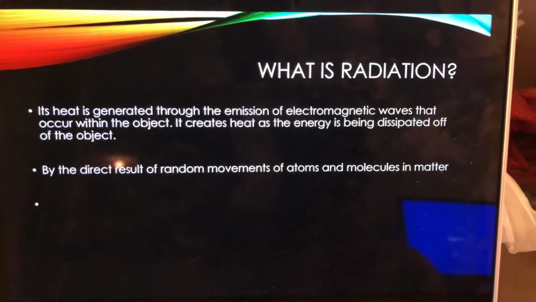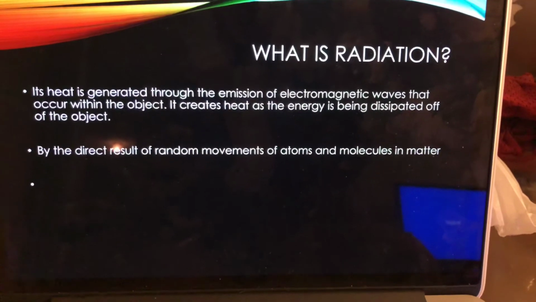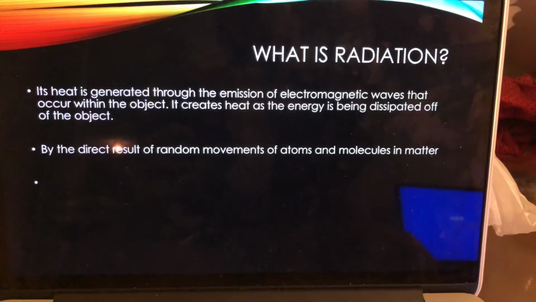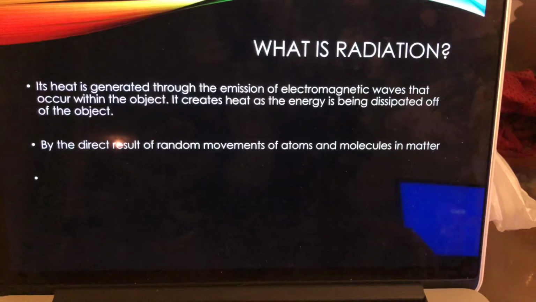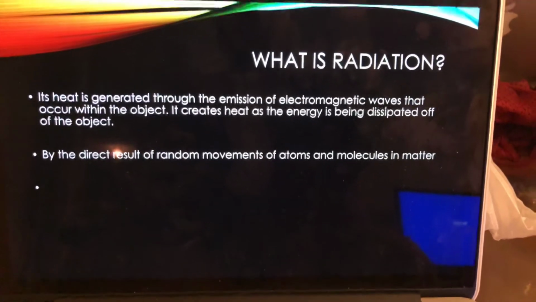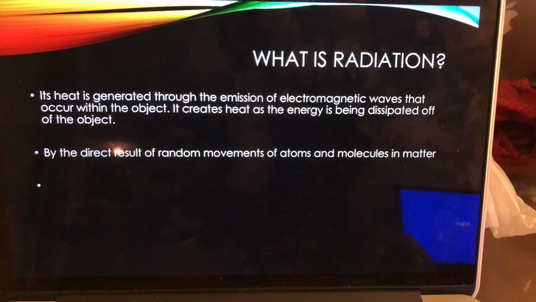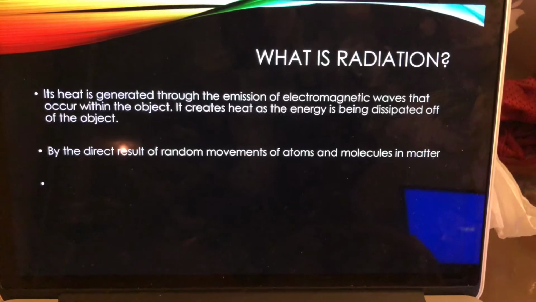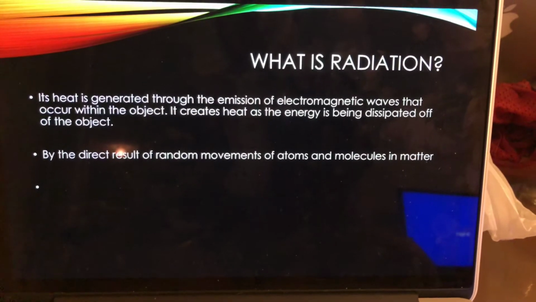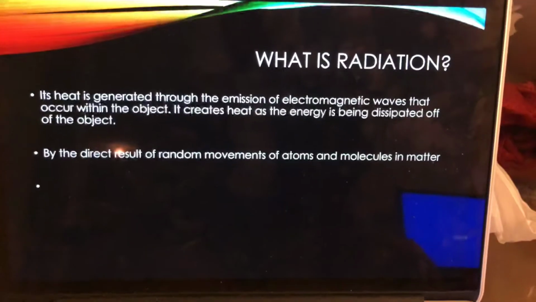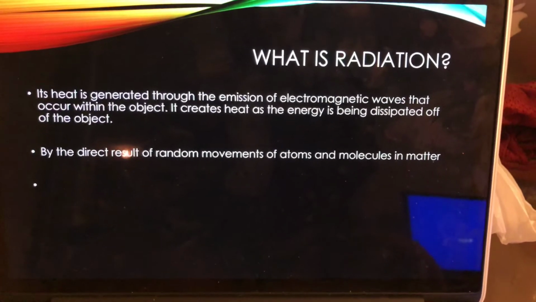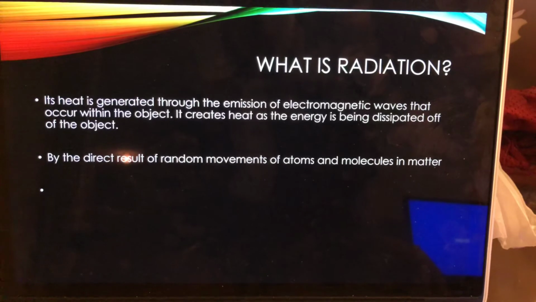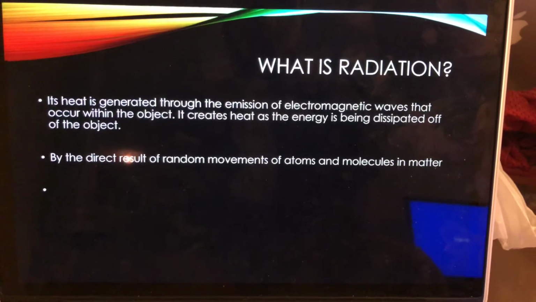And last but not least, we're going to talk about radiation. Radiation is the heat that is generated through the emission of electromagnetic waves that occur within the object. It creates heat as the energy is being dissipated off of the object by the direct result of random movements of atoms and molecules and matter. So in radiation, this has more random movements of atoms than any of the other two that we discussed with convection and conduction.